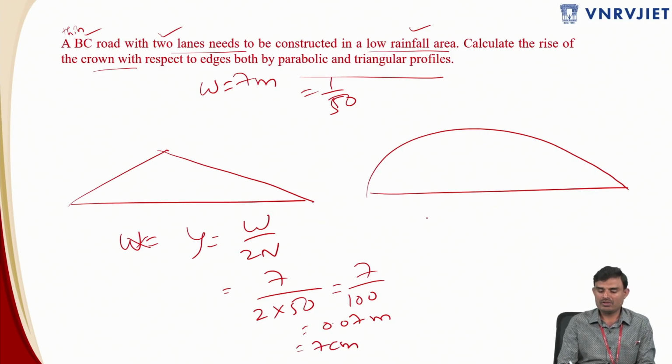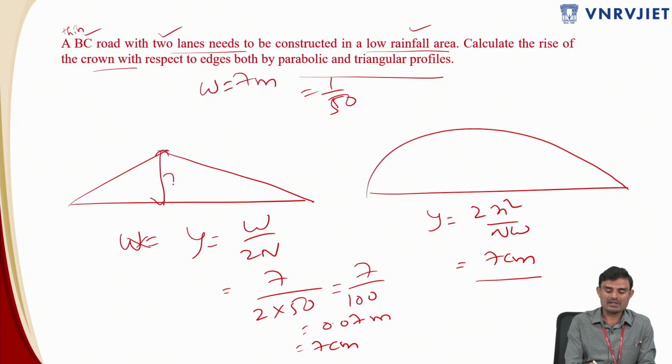Similarly, you can calculate the value from here. Y is equal to 2x square by NW. You will end up with the same value of 7 centimeters. Why? Because we have discussed that irrespective of the type of profile provided, the rise of the crown portion, the central portion, will be the same for triangular profile and parabolic profile. So you'll get the value of 7 centimeters. So this is what we have been asked to calculate. This is 7 centimeters and this is 7 centimeters.